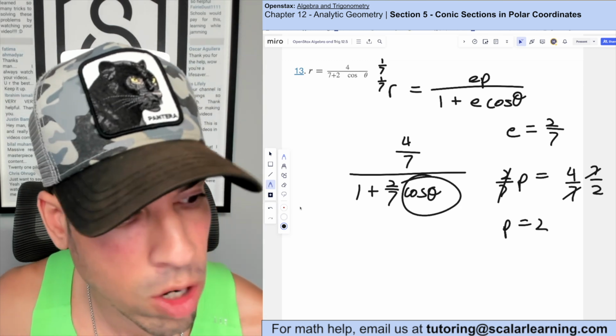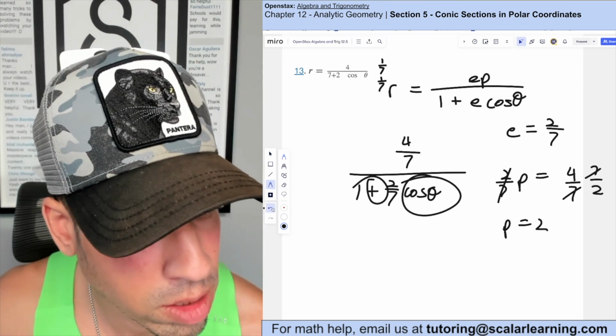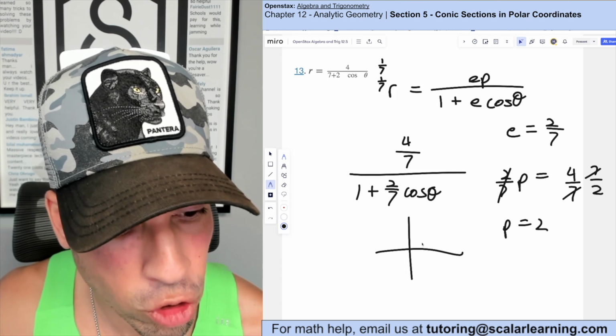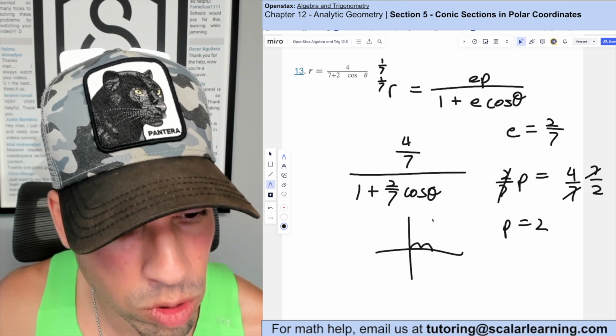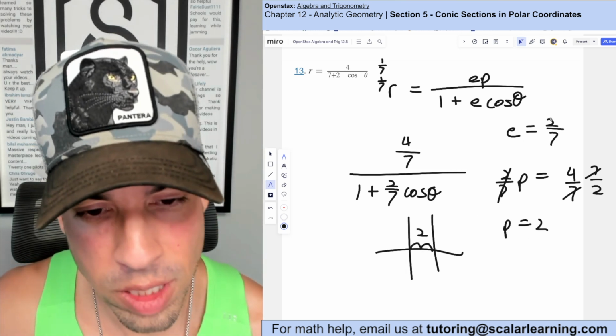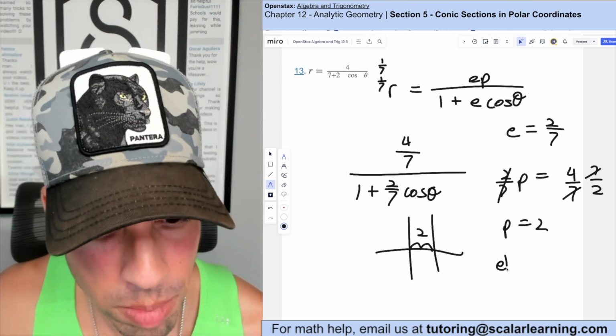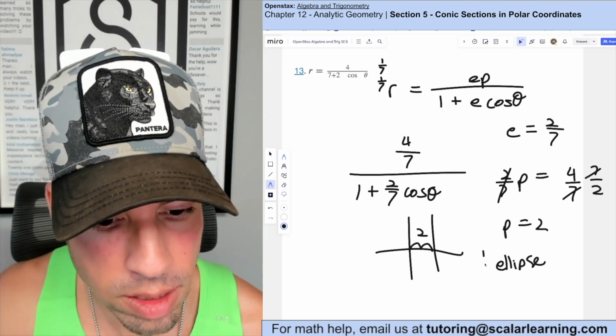So again, since we have cosine and since this is a plus, it means that if I were to draw this out, we'd have a directrix that would be 2 to the right. And because the eccentricity is between 0 and 1, this is going to be an ellipse. And that's how you do it.